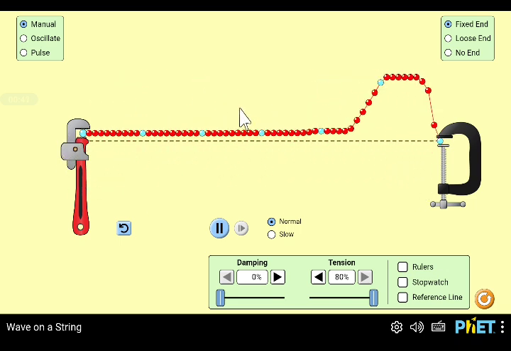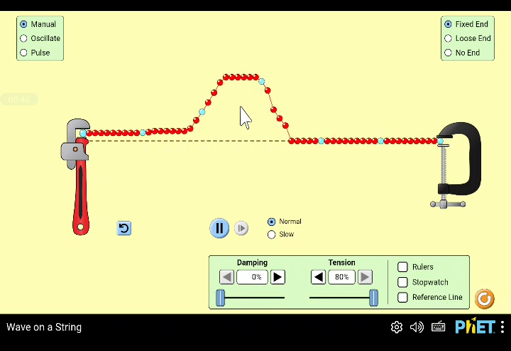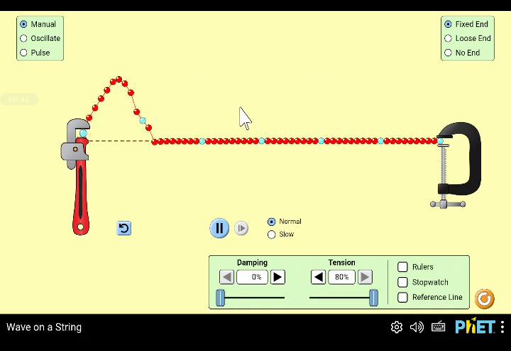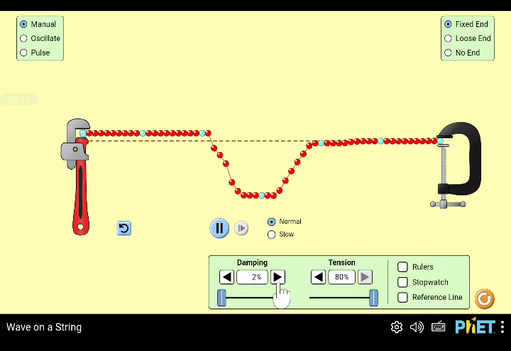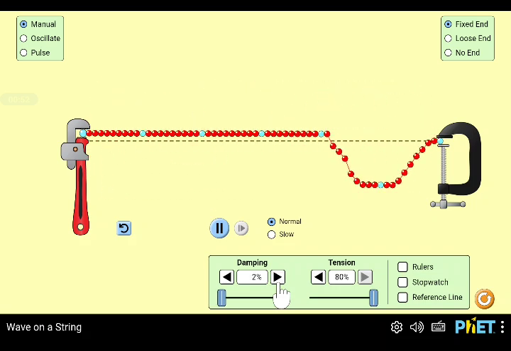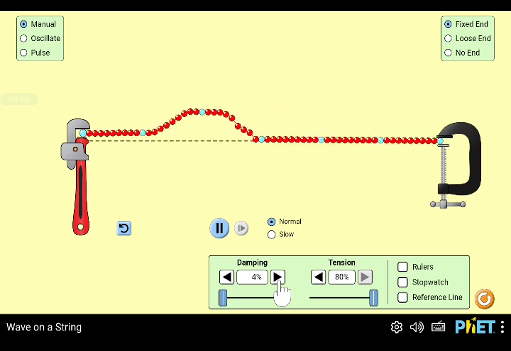Dear students, now the first question arises in your mind: what is reflection? So before that, if I increase some damping, meaning there are some energy losses, then what will happen? After each reflection, the amplitude decreases, and eventually the amplitude becomes zero, and there is no traveling wave. So let us come back.